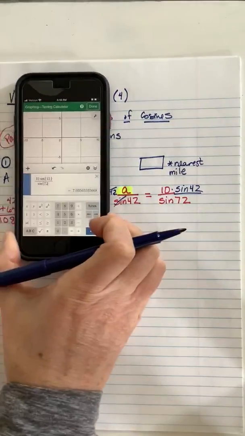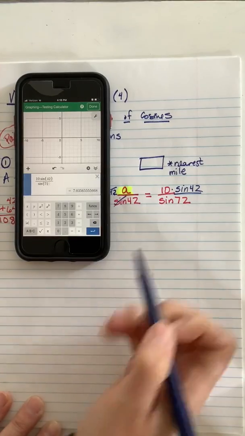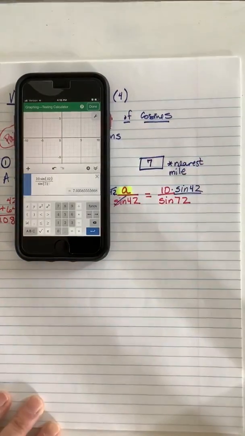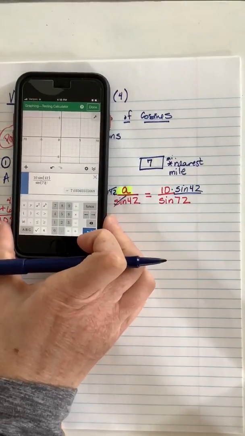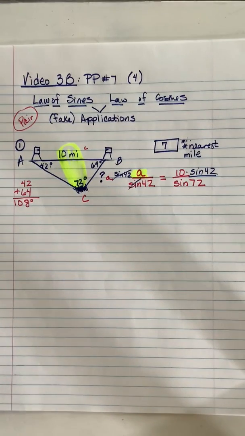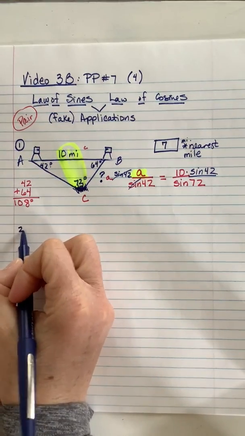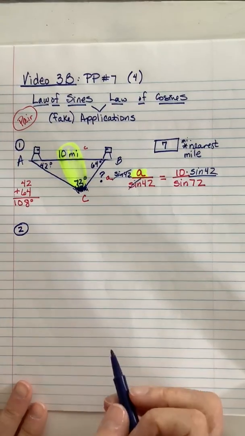And with an answer of 7.03565555, I'm looking at 7 miles is going to be your answer. So using the law of sines in order to accomplish that story problem. Awesome. Okay, second story problem. So that was law of sines. Second story problem, fake story problem.